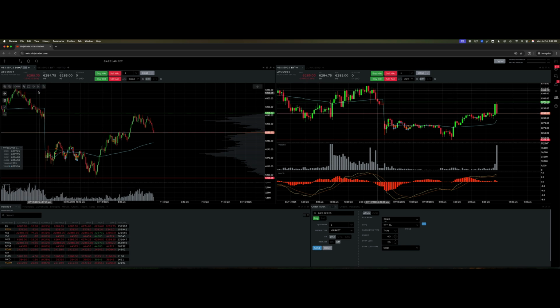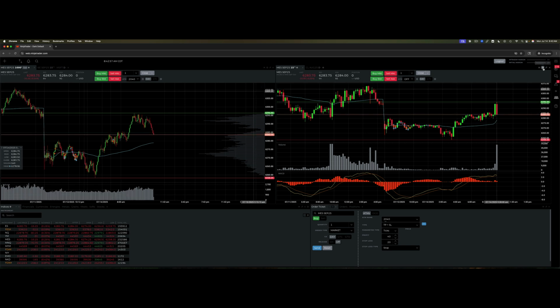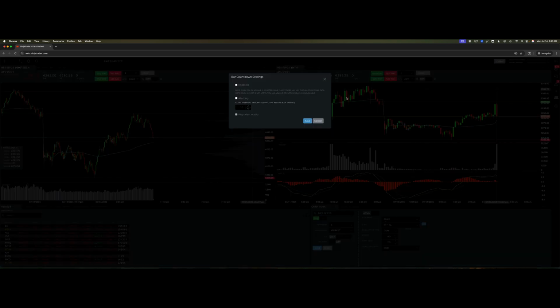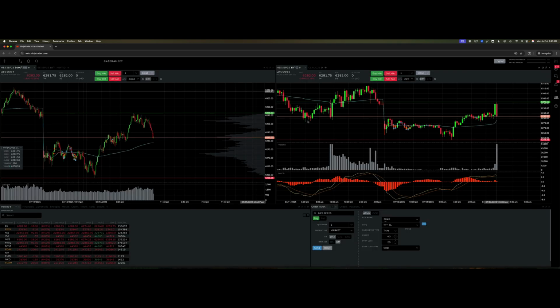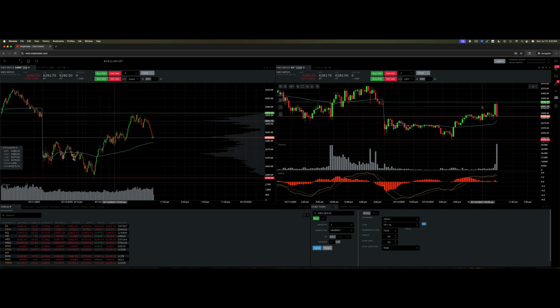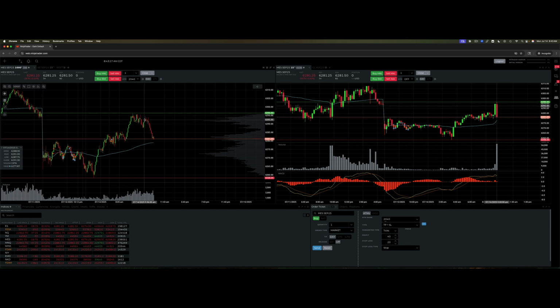So let me see here. I don't have the time close here. Let me see if I can view settings. Bar countdown, I'm going to enable this. Save. So now I can see right here how much longer this candle has. So the first 15 minutes is about to close. In another minute or so, it's dropping pretty significantly. So it's about to hit.